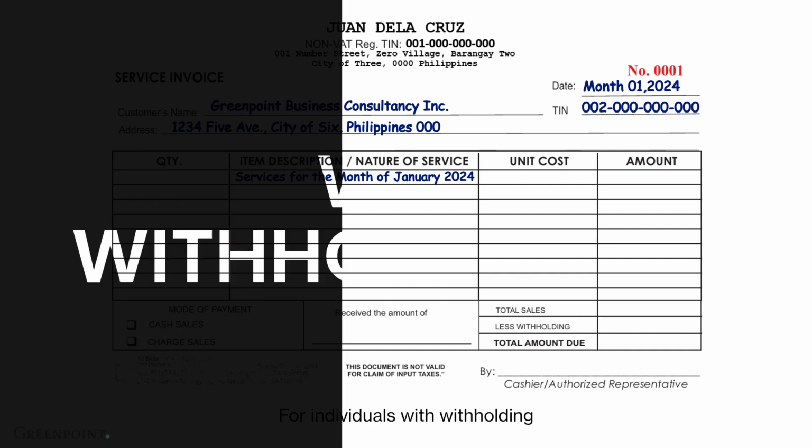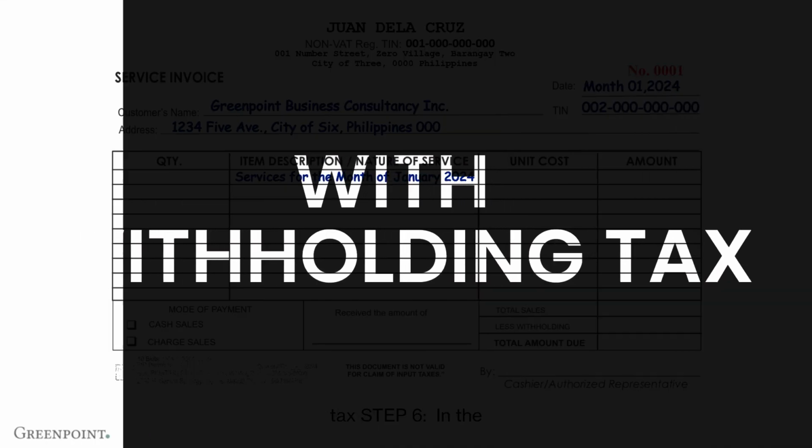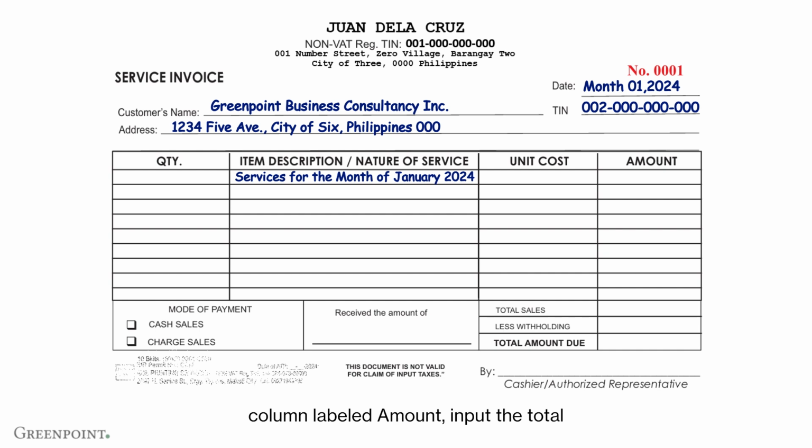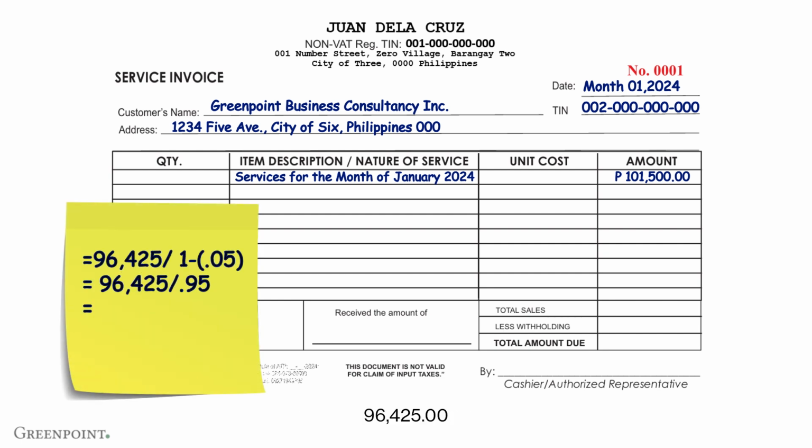Step 5. In "item description or nature of service," input "services for," date range. For individuals with withholding tax. Step 6. In the column labeled "amount," input the total revenue generated. Withholding taxes are usually 5% or 10% of the total revenue amount. In this case, for example, you received $96,425.00 and the withholding tax rate is 5%, or 0.05.